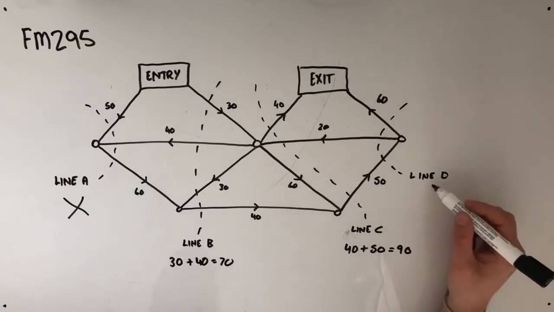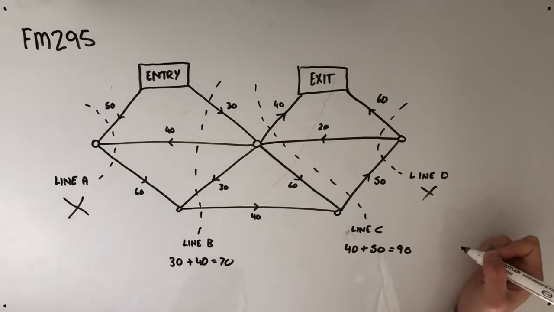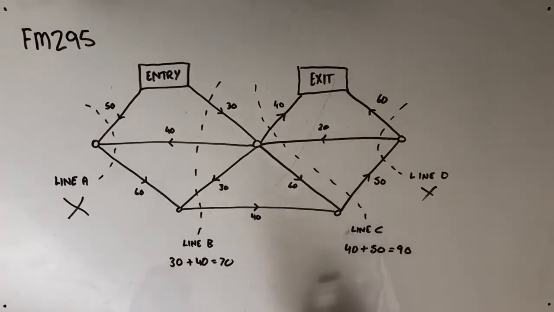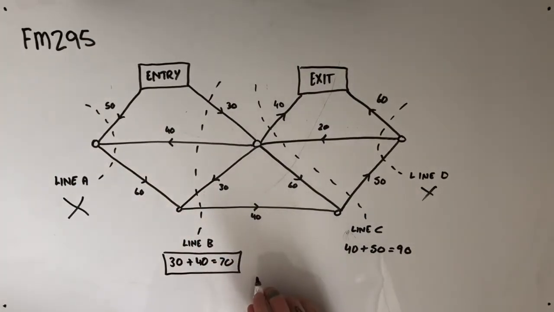And line D here, for the same reason as line A, is not a proper cut, and so we don't include it at all. So comparing the capacity of these two cuts to one another, line B is the minimum cut giving the maximum flow. So the maximum number of people per minute that can travel through this network from the entry to the exit is 70.